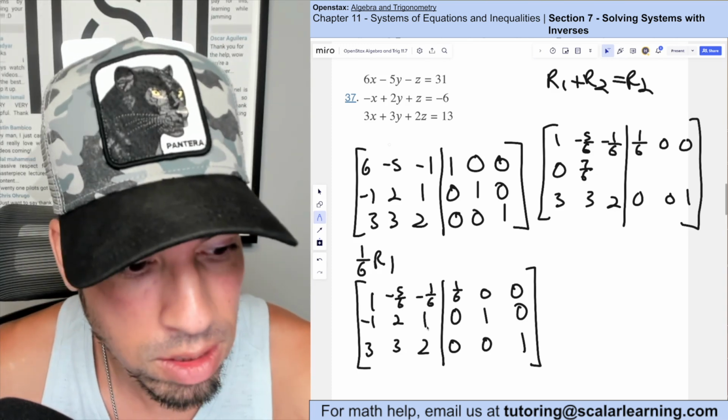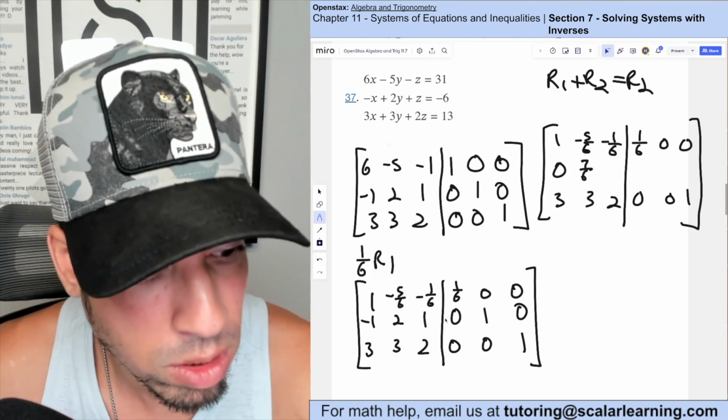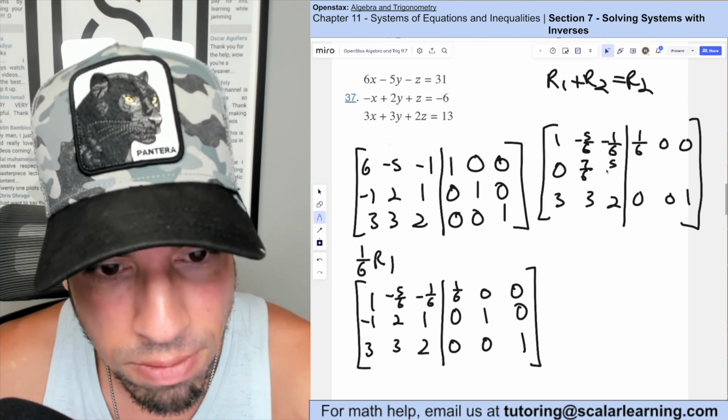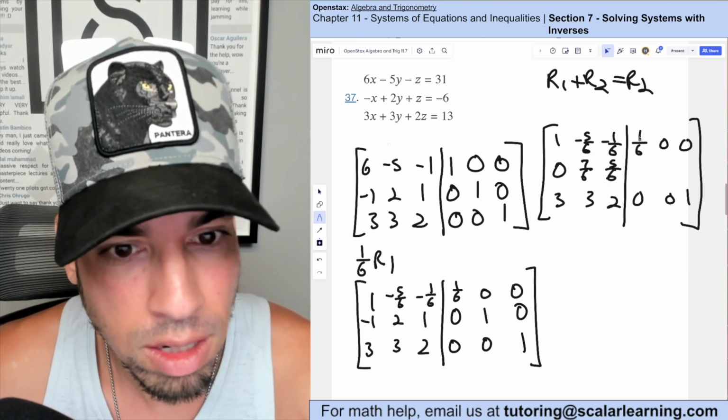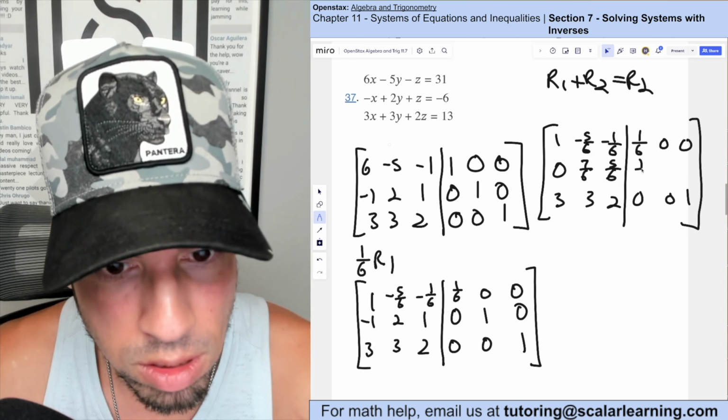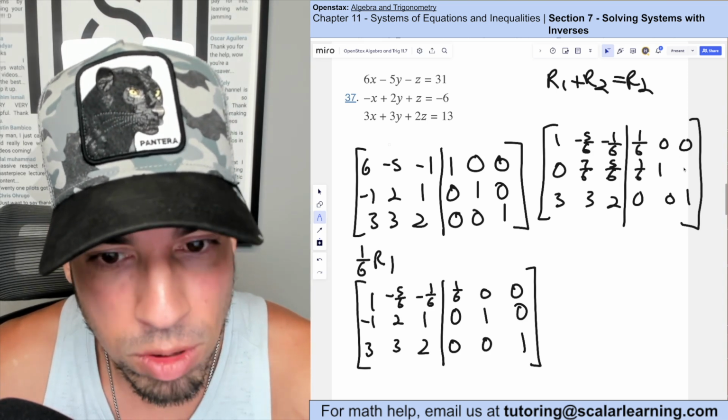So minus 5/6 is 1/6. And then negative 1/6 plus 1 is 5/6. And then 1/6 plus 0 is 1/6. 0 plus 1 is 1. 0 plus 0 is 0.